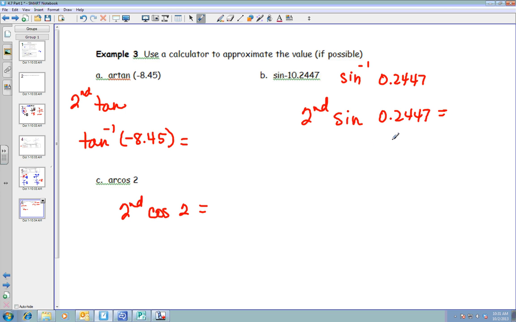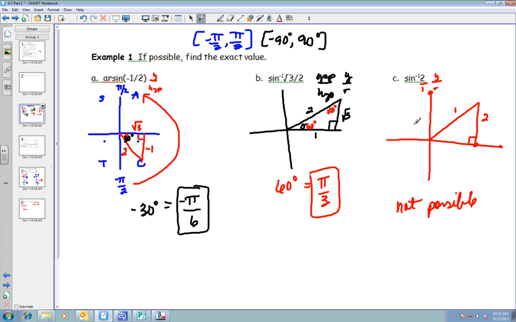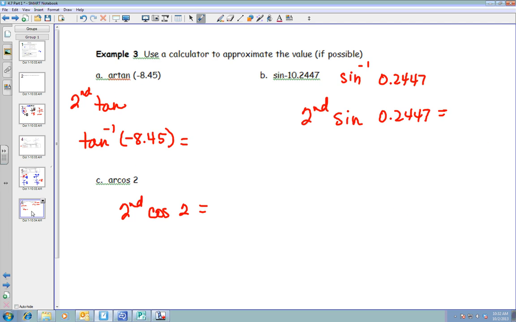Now, if you get an error message, and sometimes you will, an error message means that that's not possible. There's no angle that's what it's going to equal. Just like we did on C, for example, the inverse sine of 2, it's not possible. So if you get an error message when doing it on your calculator, it doesn't mean that you've made a mistake. It just means that it's not possible. All right, that is it, and I'll answer any questions in class.